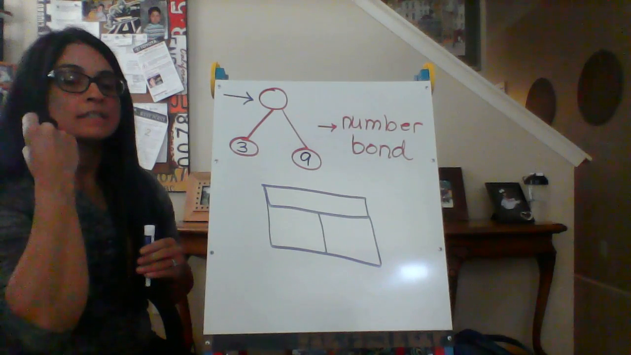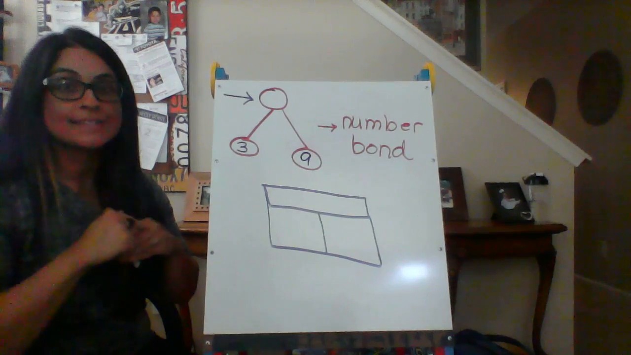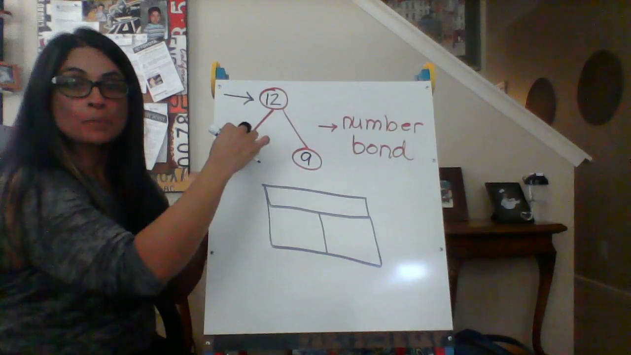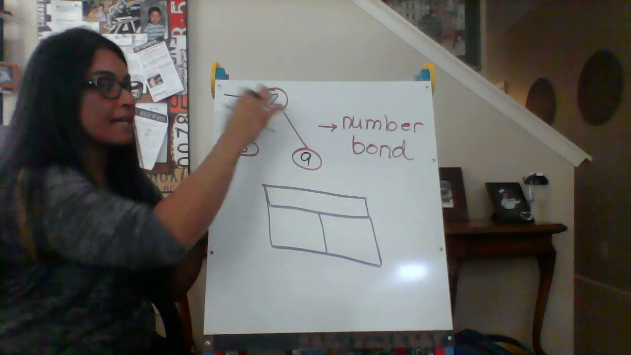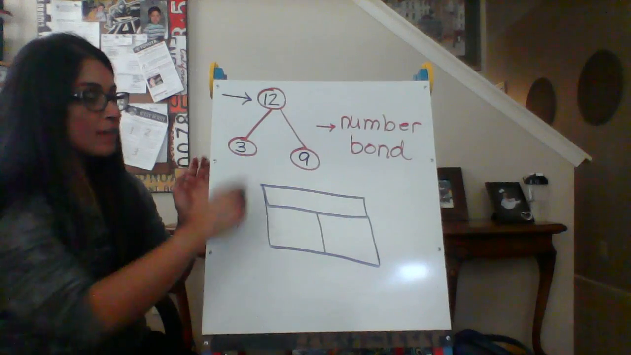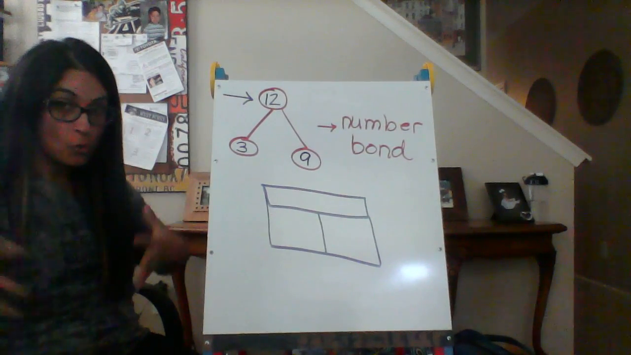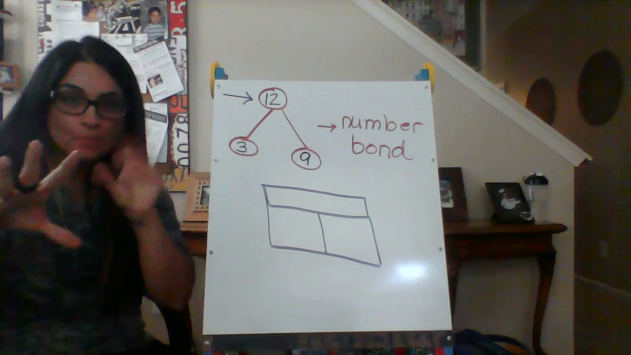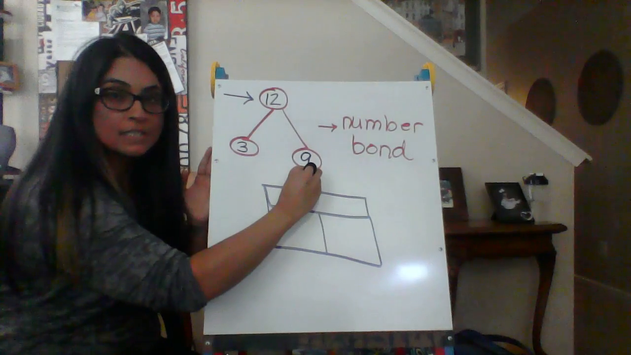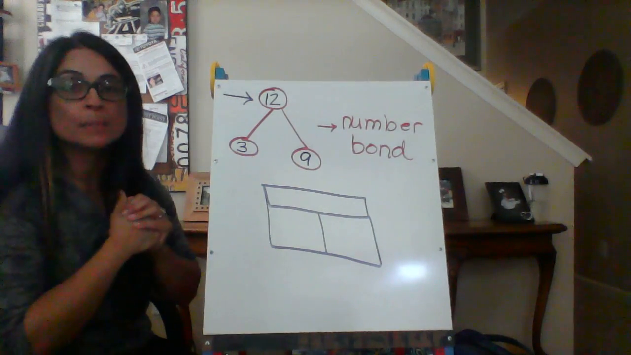So 9, 10, 11, 12. Good. The sum is 12. So this is my number bond. I got my two numbers, and I got my whole number that they create when they're together. Another way that you can call this is a part whole. Can you say that with me? Part whole. So this is part, all together, the whole. So this is called a number bond.